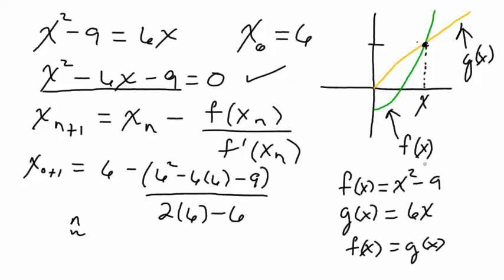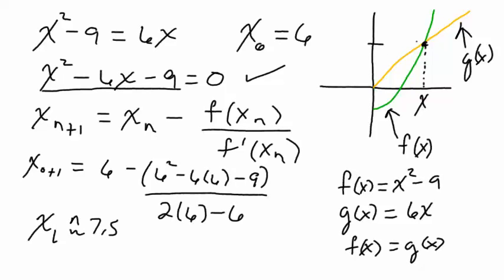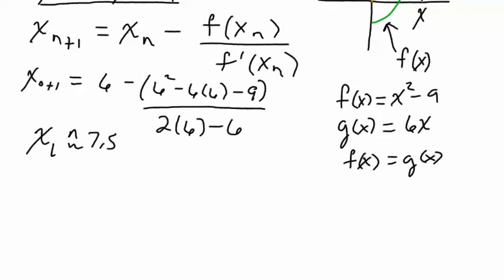Okay. And I get 7.5, and that was it, actually, 7.5. Okay. So that's our x of 1. That's going to be our x of 1 there.